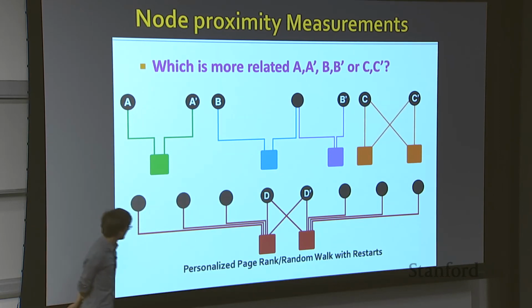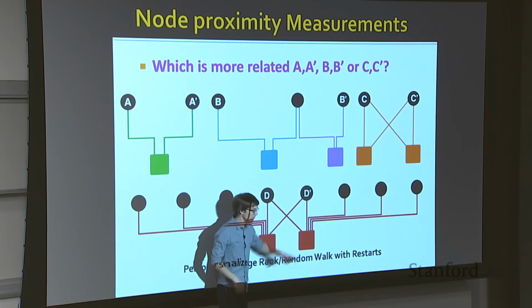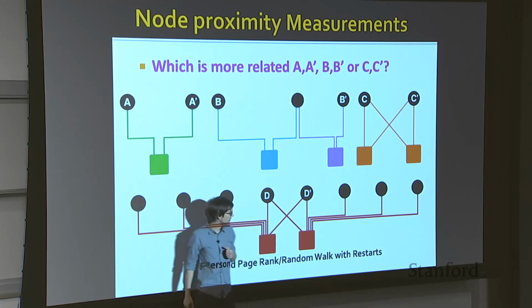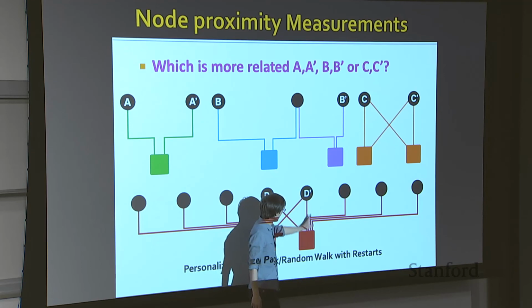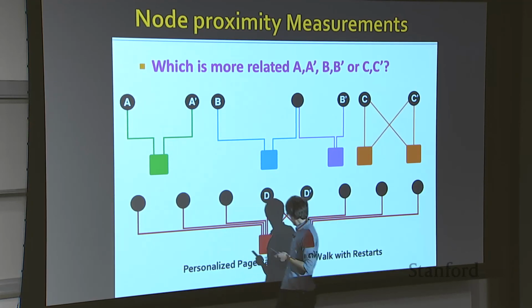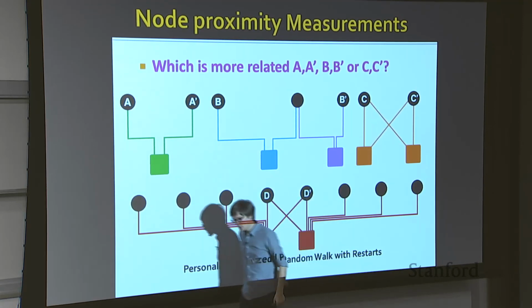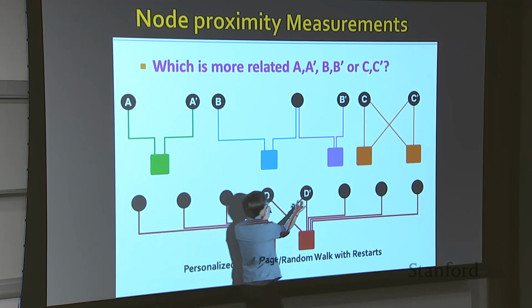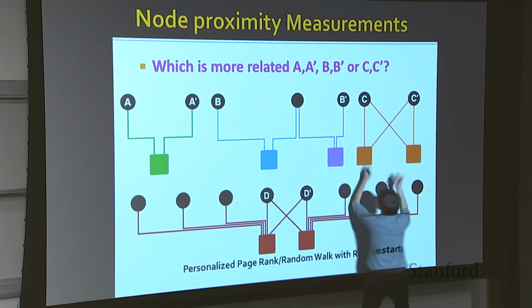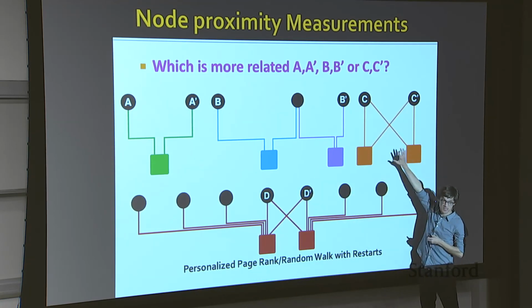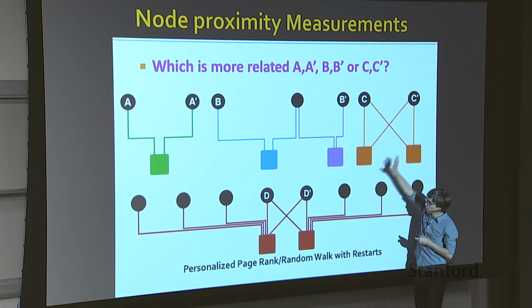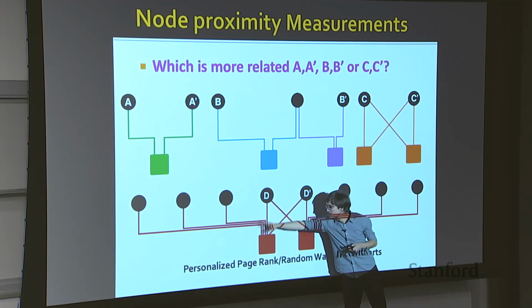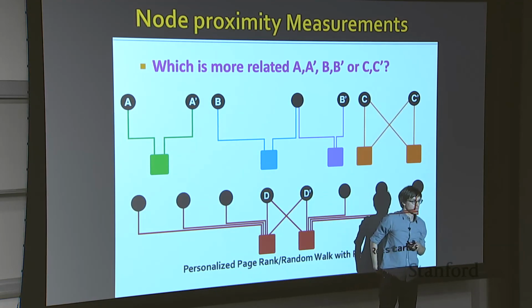Imagine the following. Imagine two red users who have both bought D and D prime, but then this user also bought a bunch of other items, and this other user bought a bunch of other items. Now you can ask, are D and D prime more related than C and C prime? We'd like to say that C and C prime are more related than D and D prime because of all this excess noise here.